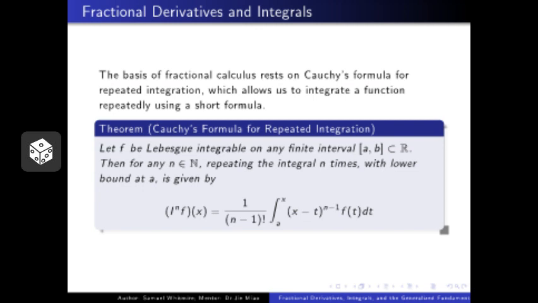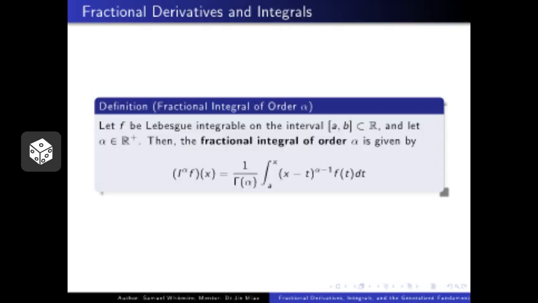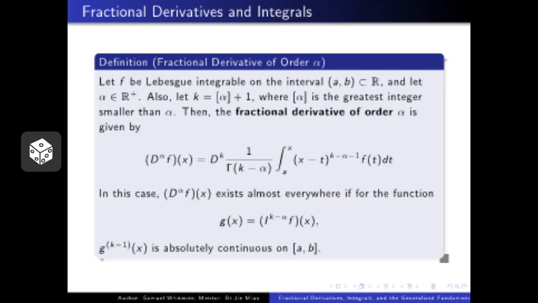So to define the fractional integral, we have to start with Cauchy's formula for repeated integration. This is the keystone that the entire fractional calculus operator definition rests on. And this is a formula that allows us to integrate a function n times and see the corresponding output. And the fractional integral takes the factorial operator in the denominator of the Cauchy formula for repeated integration and replaces it with the gamma function so that we can apply any real number to that formula. And the fractional derivative is similarly the derivative of a fractional integral. That's how we define the fractional derivative in this paper.